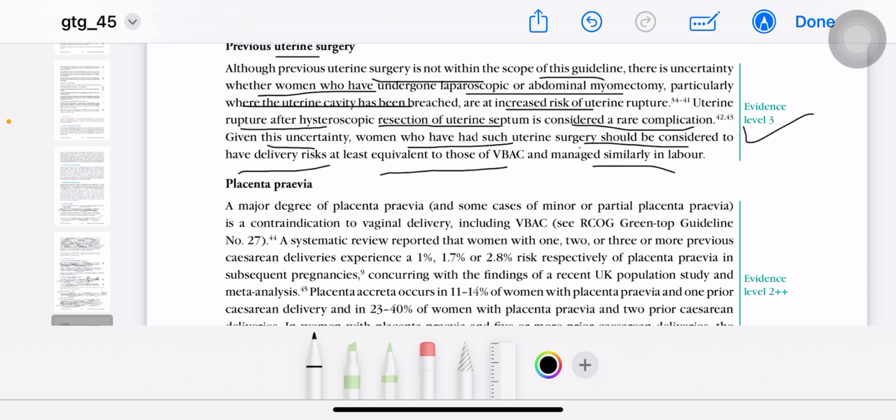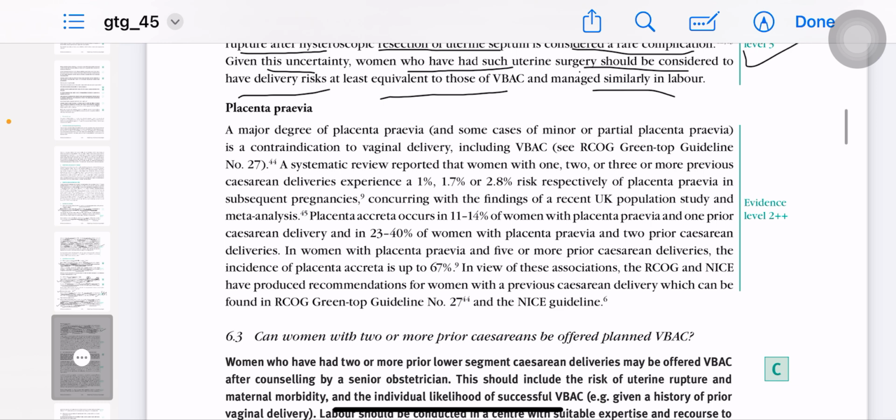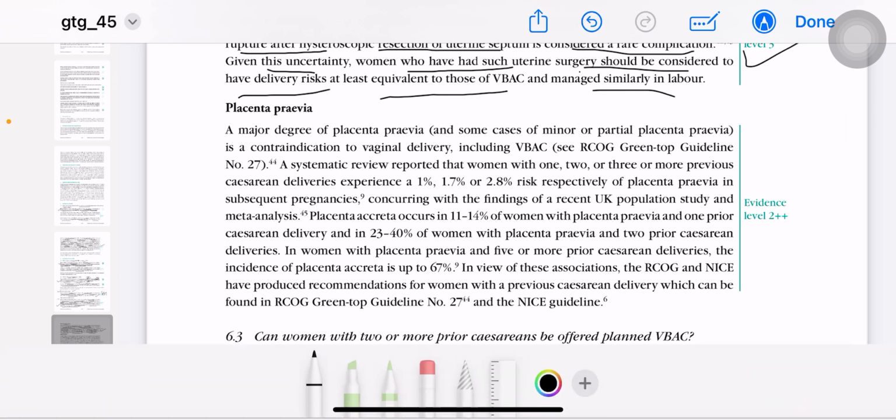Specifically, in our setup, when there is a myomectomy and the cavity is breached, the safest option for the patient is that we will not proceed toward VBAC, but the better option is cesarean section. So you have to keep in mind that it depends upon the obstetrician's choice, but the better option is that you proceed toward cesarean section.